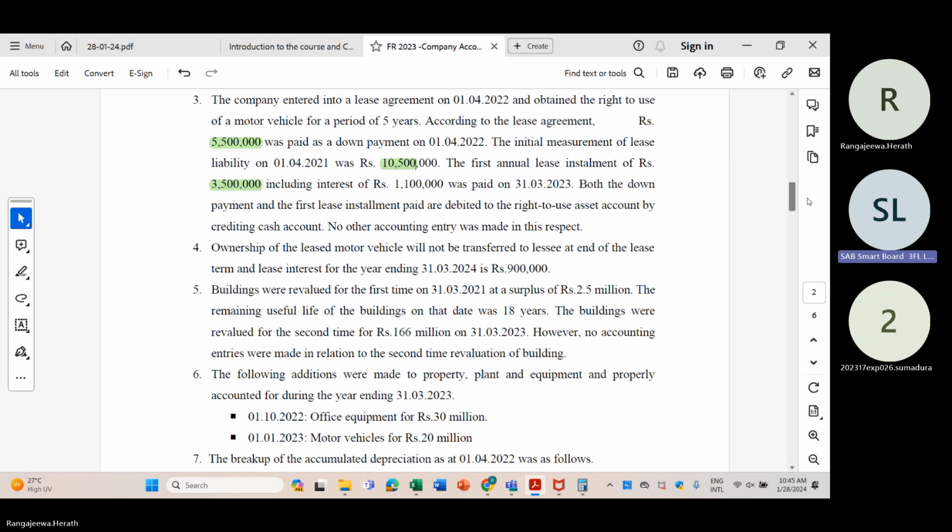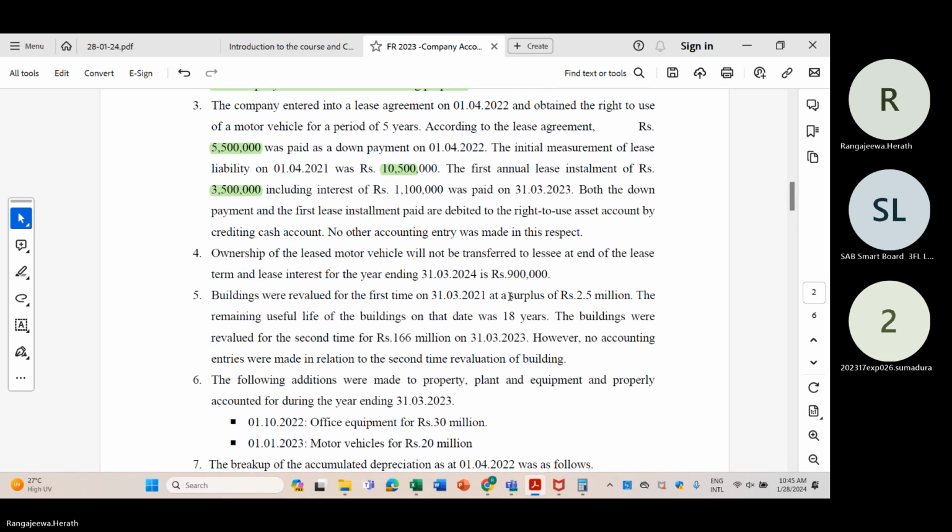We'll continue. Then the ownership of the leased vehicle does not transfer to lessee at end of the lease term. That means the lease term is 5 years, so depreciation has to be 5 years. Ownership will not transfer. And the lease interest for the next year is given, 900,000. That is given to divide the lease liability between current and non-current. Right? By reducing this from the installment, we can identify the current liability.